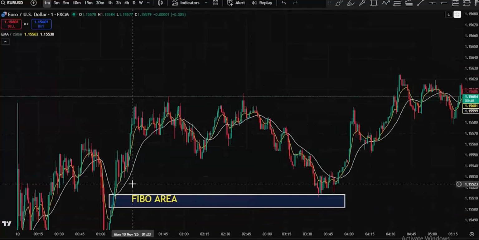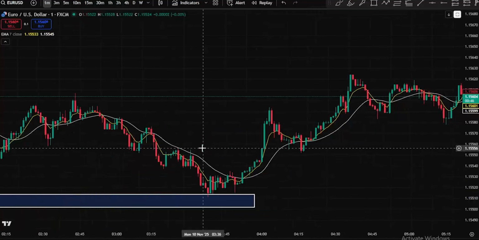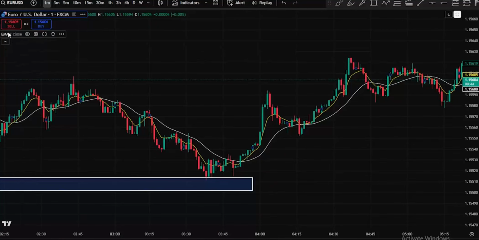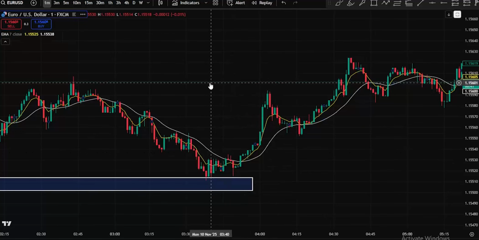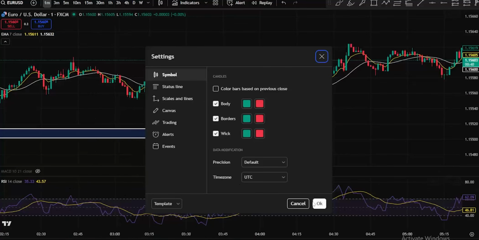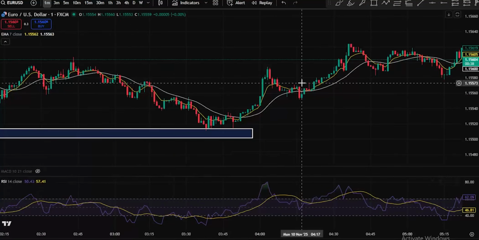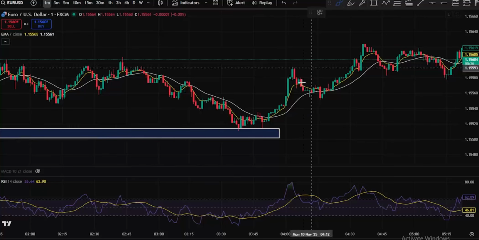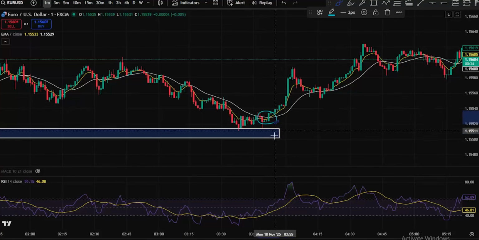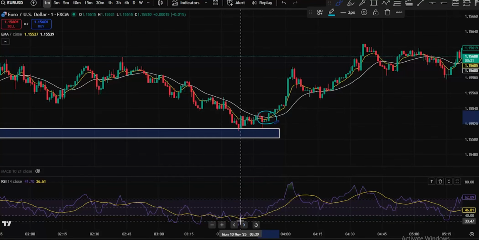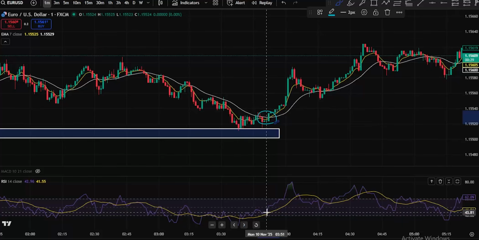Auxiliary tool to increase the accuracy of this strategy. The 7.15 plus EMA strategy works well on its own, but if you are looking to filter out the noise and increase the accuracy of your entry, an auxiliary tool can make a significant difference. The RSI indicator with custom settings.